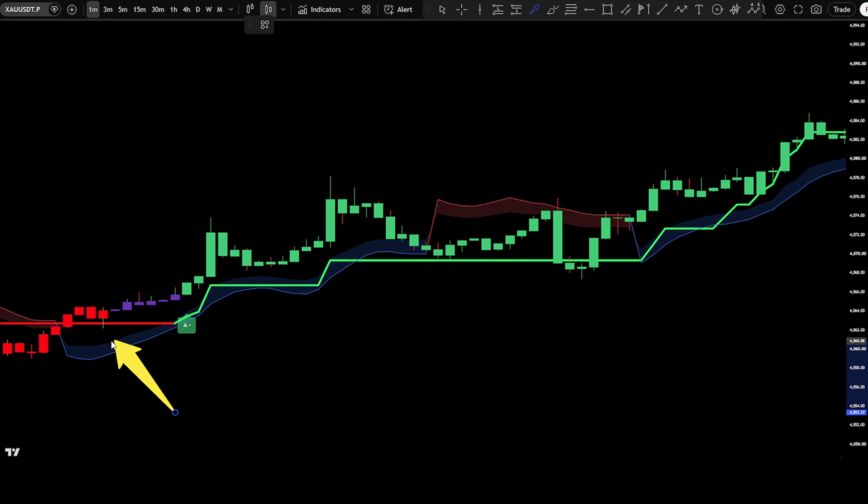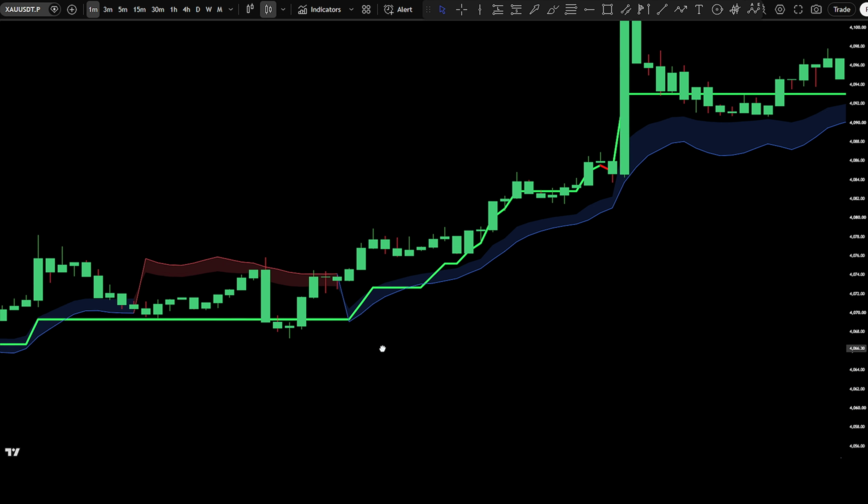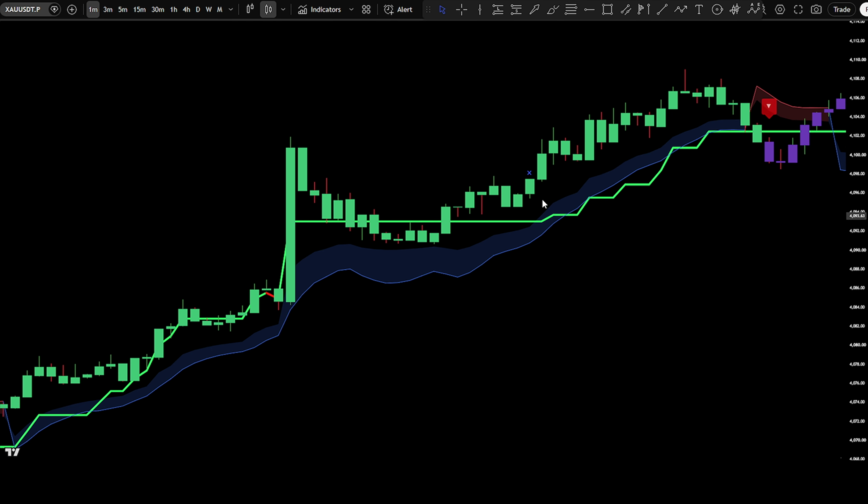For the stop loss, we use the most recent swing low. This is the last clear local low that formed before our entry. Our main take profit trigger is the blue X signal. As soon as a blue X is printed, we close the remaining long position.